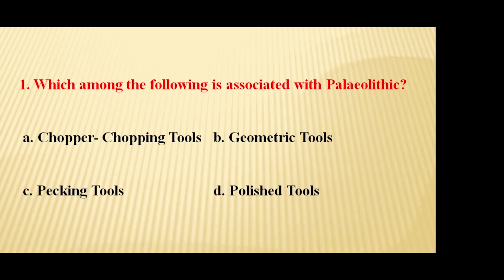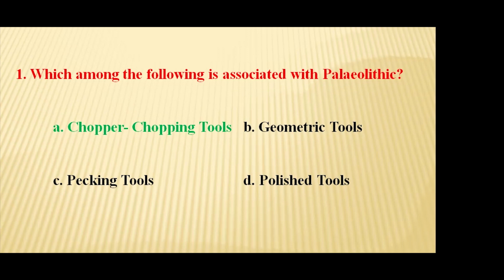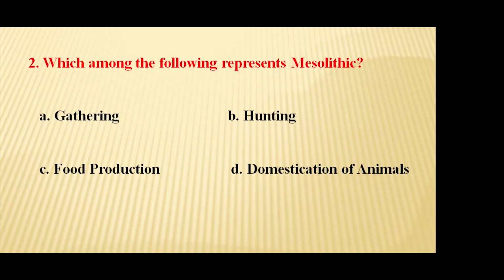Question number 1. Which among the following is associated with Paleolithic? Option A. Chopper chopping tools. Option B. Geometric tools. Option C. Picking tools. Option D. Polished tools. And the correct answer is option A. Chopper chopping tools.